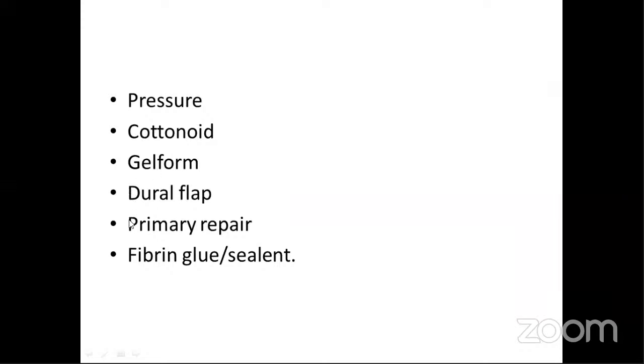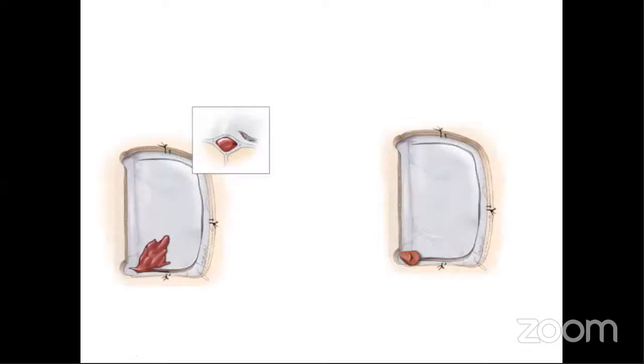But sometimes you have to go for a primary repair, but it is associated with a higher rate of venous sinus thrombosis. So a dural flap may be considered as a favorable option for this. Or you can use fibrin glue or sealant or artificial dura to stop the bleeding or to repair the sinus.